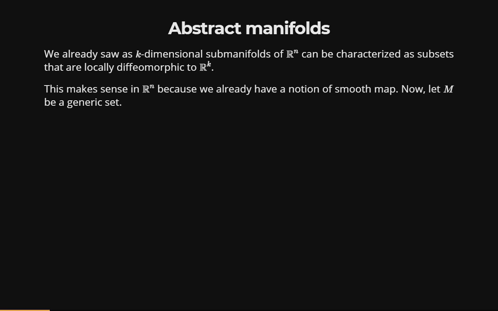Now, this definition, something which is locally like Rk, makes sense in Rn because we know what a smooth map is. So we can say that they are diffeomorphic because we are saying that there is a map from a neighborhood of our manifold to Rk, which is a diffeomorphism. Okay. Now we take a generic set, some set of points, not even in Rn.